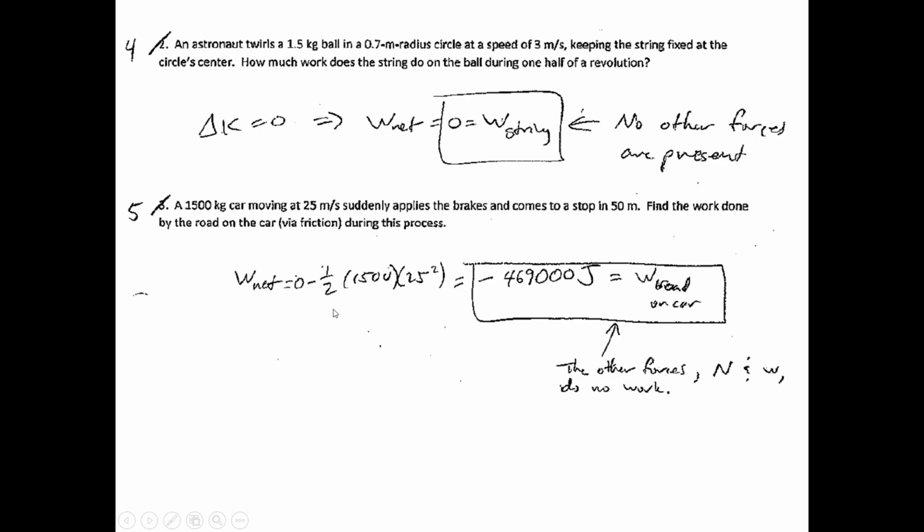And so the net work is the work done by the road on the car, and that's equal to the change in the kinetic energy. Final kinetic energy is 0. Initial kinetic energy is 1/2 mv squared, and we get a large negative work in this case. And that's because the friction force is opposite of the displacement. Okay. The other forces, by the way, the normal force and the weight force, do 0 work because they're perpendicular to the displacement. All right, let's take a break.